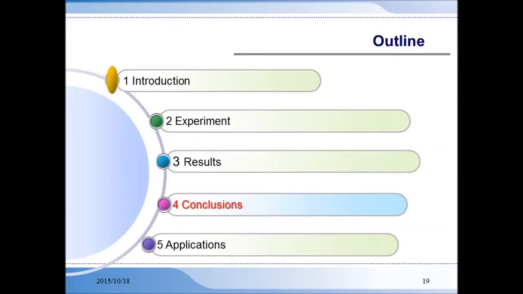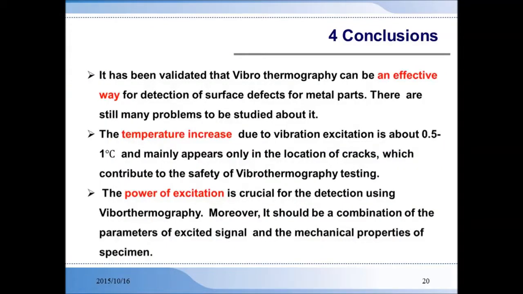Now we will cover the conclusion. It has been validated that vibrothermography can be an effective way for the detection of surface defects for metal parts. Still, there are many problems to be studied about it. The temperature increase due to vibration excitation is about 0.5 to 1 degree Celsius, and mainly appears only at the location of cracks. This contributes to how safe vibrothermography testing is.